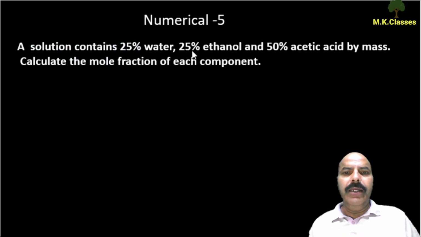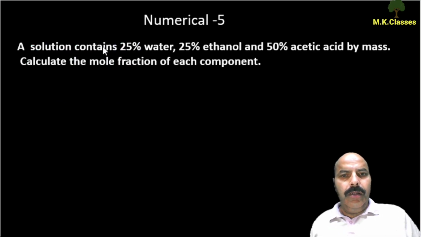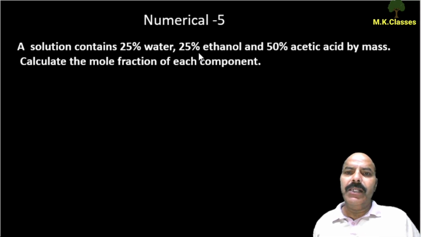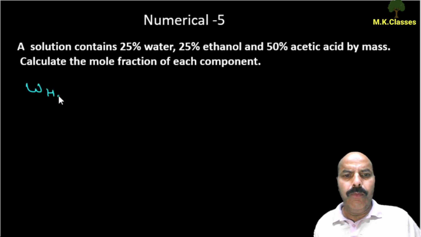Now next numerical is, a solution contains 25% water, 25% ethanol, 50% acetic acid by mass. Calculate the mole fraction of each component. Bachcho, here we are given the 25% water means 25 gram in 100 gram of the solution. Is that clear? So here mass of water is 25 gram. So WH2O, mass of water, that is equal to 25 gram.